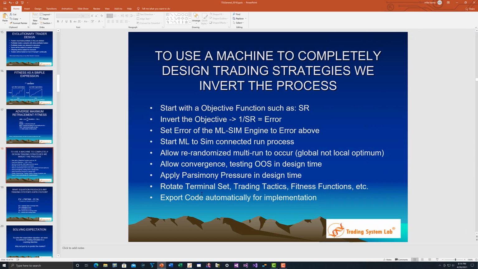And we rotate the terminal set, trading tactics, and fitness functions. So we can do that using EvoRun or DAS. And then we export code automatically.